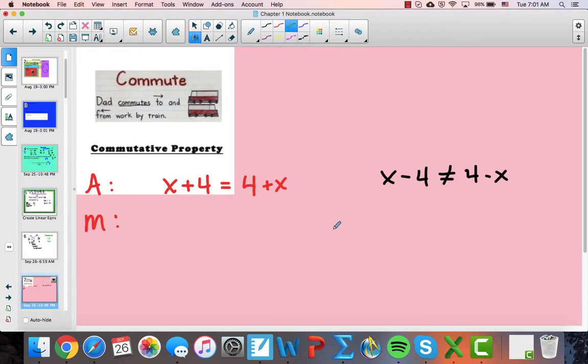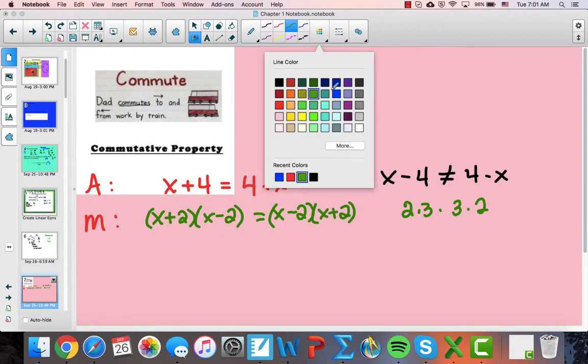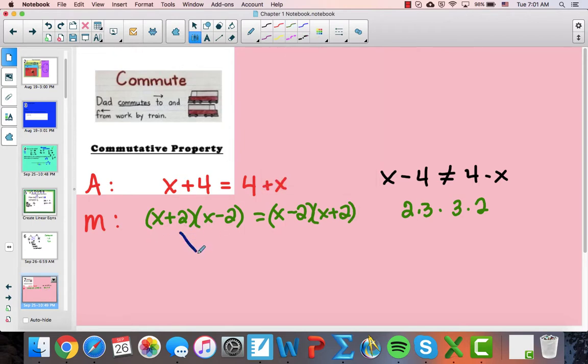A little bit trickier is that, when you were younger, you were told that 2 times 3 was the same thing as 3 times 2. In algebra, something like this could happen. (x plus 2) times (x minus 2) is the exact same thing as (x minus 2) times (x plus 2). I'm taking two quantities and multiplying them, so it doesn't matter which way I do it. I could have the x plus 2 first or the x minus 2 first. So that's the commutative property of multiplication.